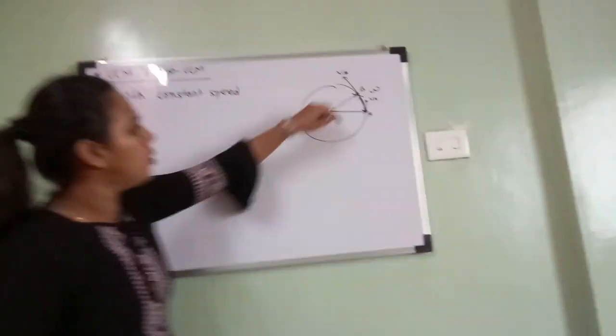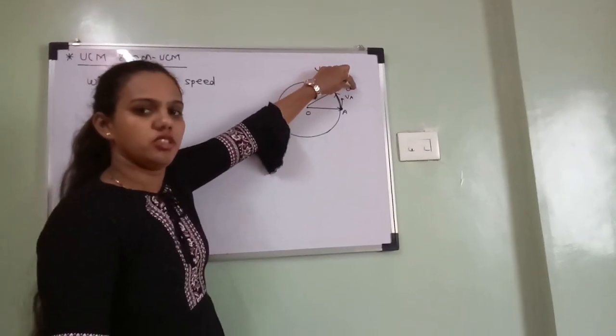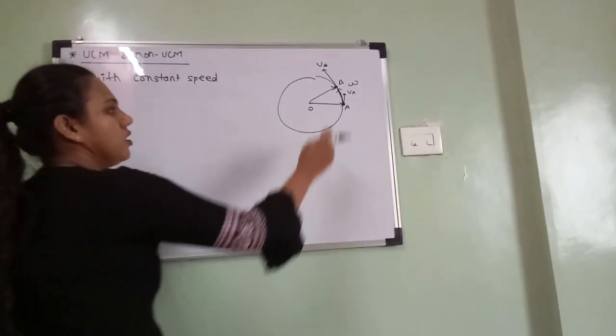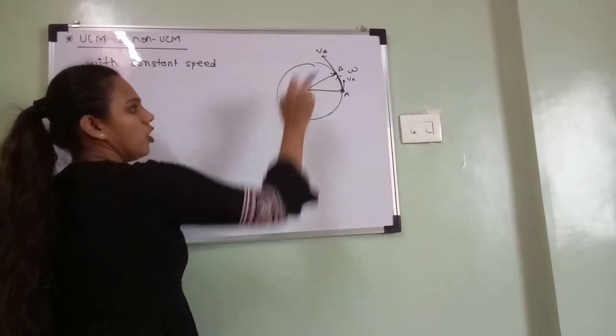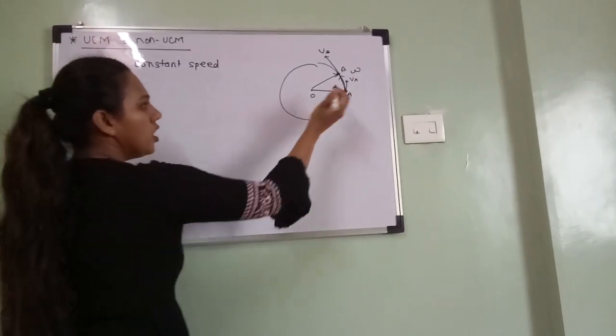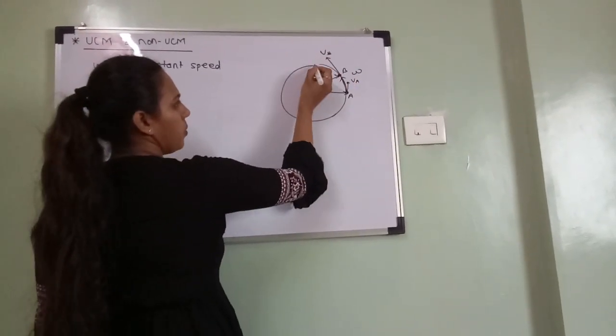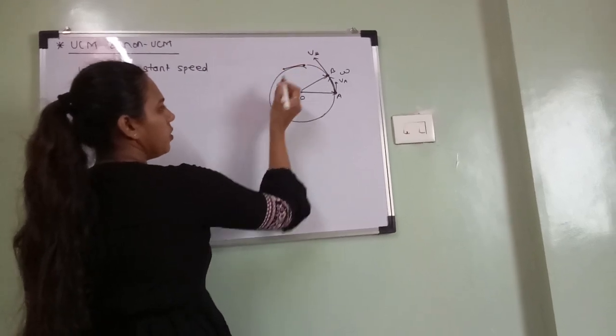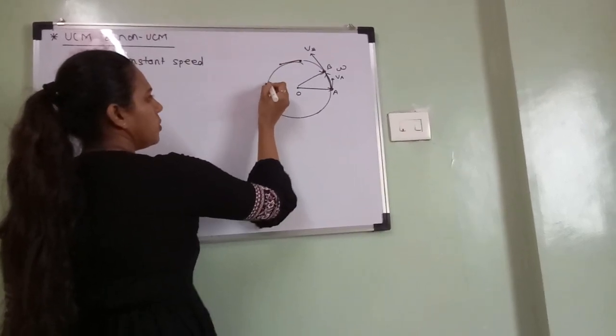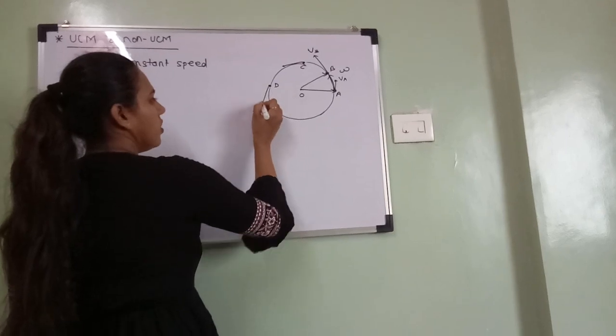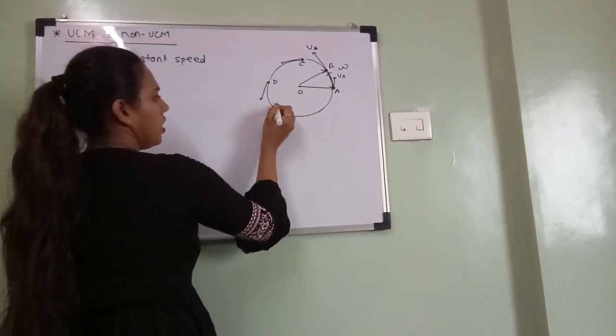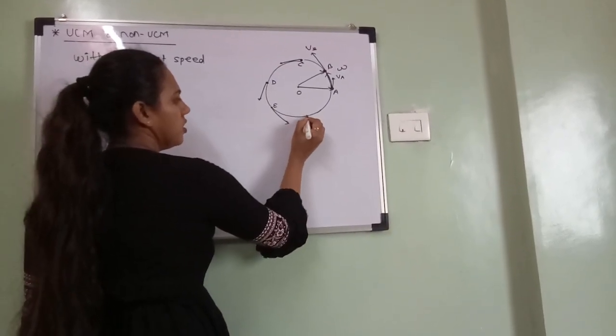And the magnitude of this omega is constant, right? Or the magnitude of this linear velocity is constant. How? Its direction will go on changing. When the particle is at point C, its velocity will be in this direction. When the particle is at point D, its velocity will be in this direction. If it is at point E, its velocity will be in this direction.